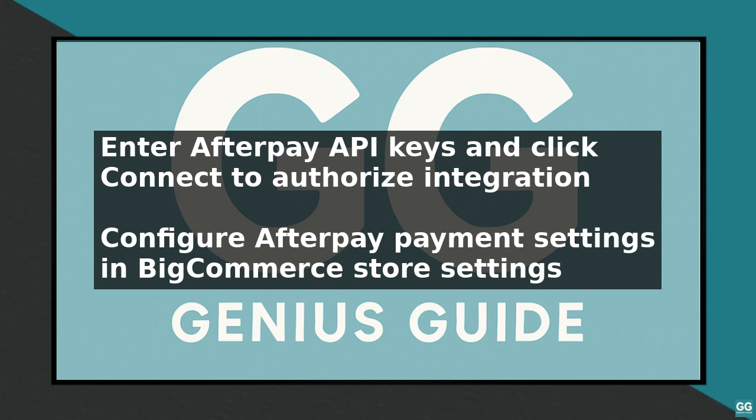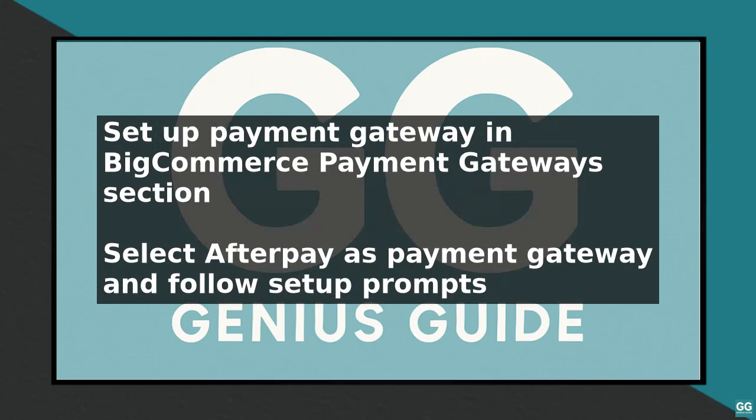After configuring the payment settings, you need to set up the payment gateway in BigCommerce. To do this, navigate to the Payment Gateways section and click the Set Up Payment Gateway button. Then select Afterpay as the payment gateway and follow the prompts to complete the setup.